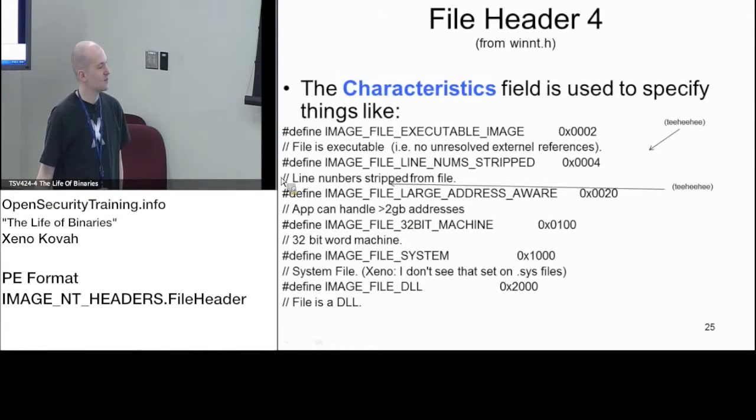All right. Image 32-bit machine. This again is just trying to say that this is supposed to run on a 32-bit system. The system file flag is never used on .sys files, so I never actually see that set anywhere. But the DLL flag is definitely one we care about. This one has to be set if it's going to be used as a DLL. You unset that flag on a DLL and it fails to work anymore. So the OS loader is definitely checking that, for instance.